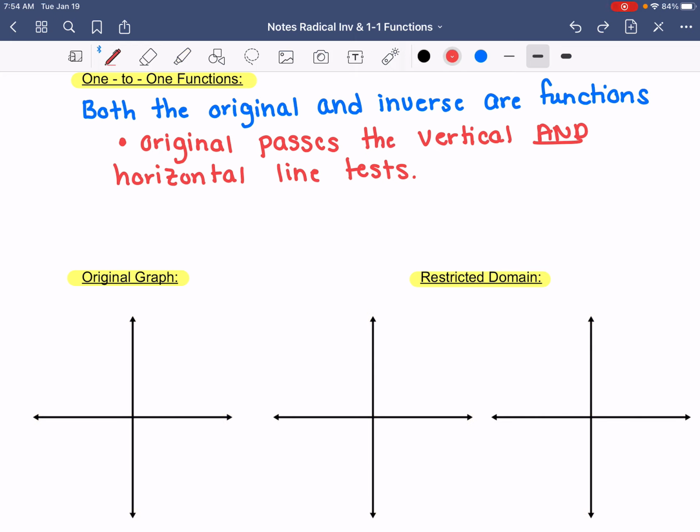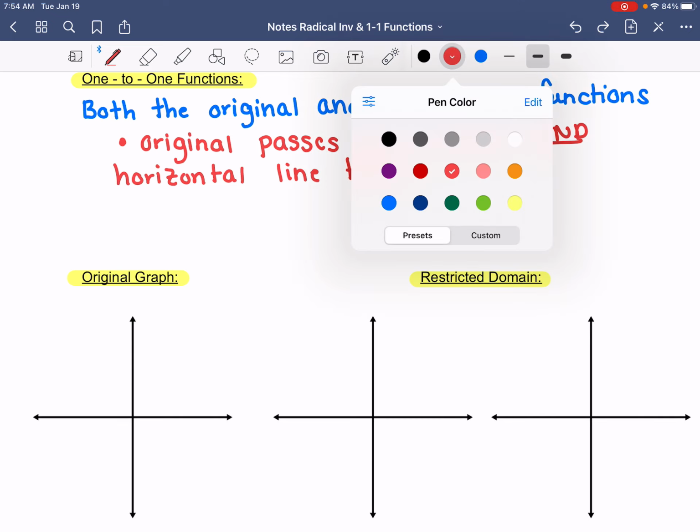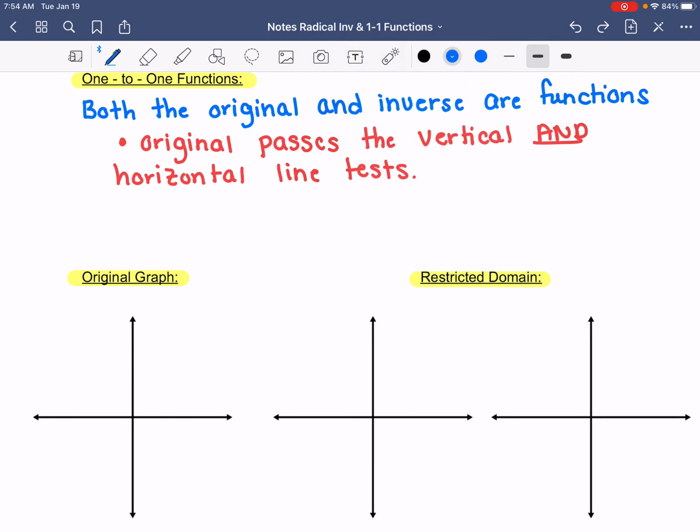So for our original graph, we're going to go ahead and draw a quadratic, a parabola. Okay, here's my parabola. If I was to do the vertical line test on this parabola, the vertical line test is where you take a vertical line and you sweep it across your whole graph and it only hits at one point, right? Okay, so this is the vertical line test.